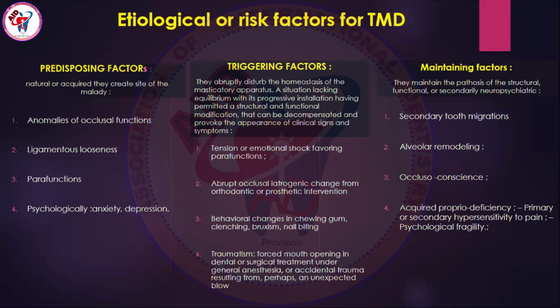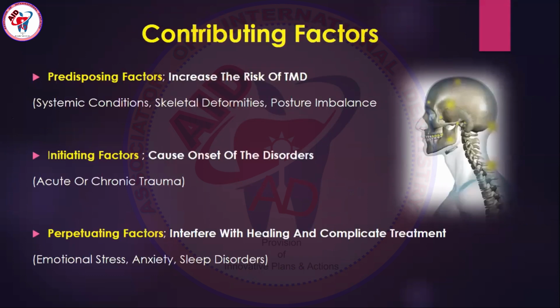Every single parameter I have discussed in detail, like anomaly of occlusal function, ligamentous looseness, parafunction, and psychological anxiety and depression. This I have given you in absolute complete detail. Then I went on to the triggering factor and maintaining factor. Today I am not going to repeat all these factors, but I'll just give you the previous few slides so that you can recall your previous knowledge.